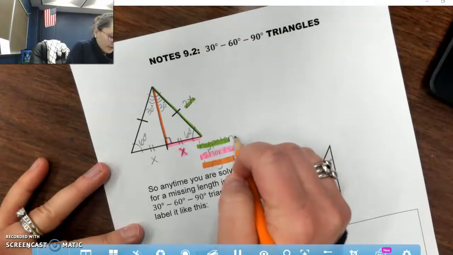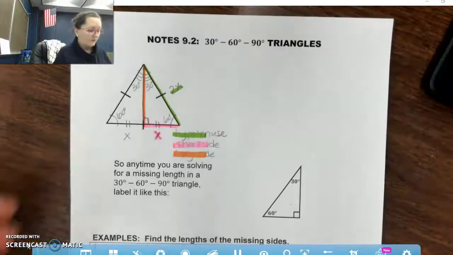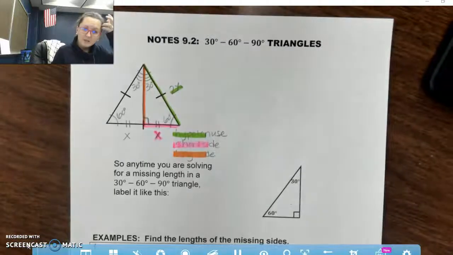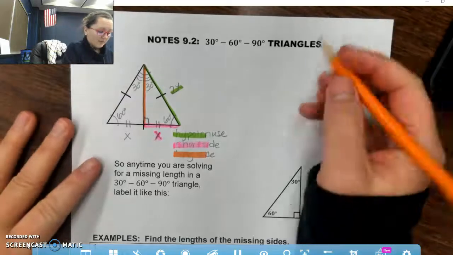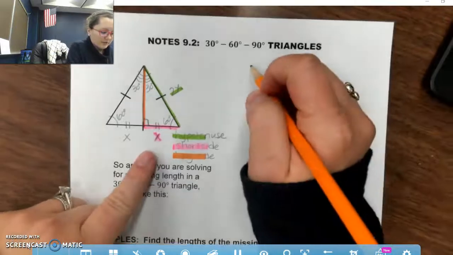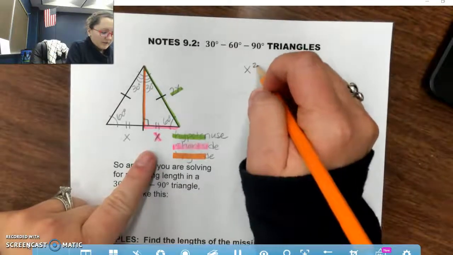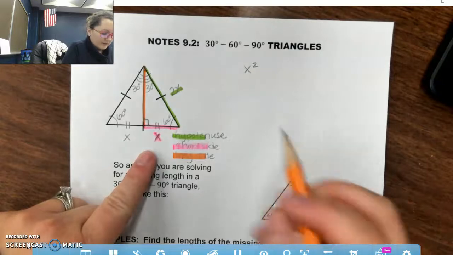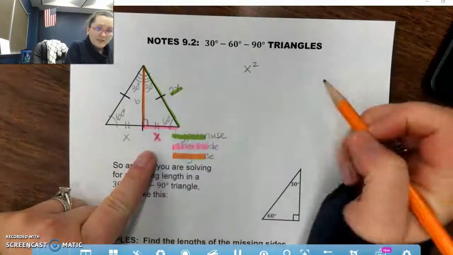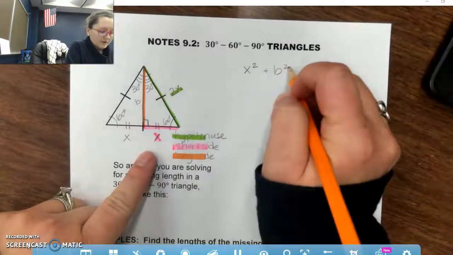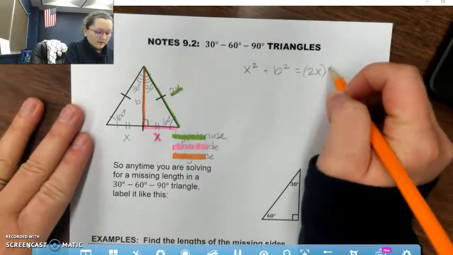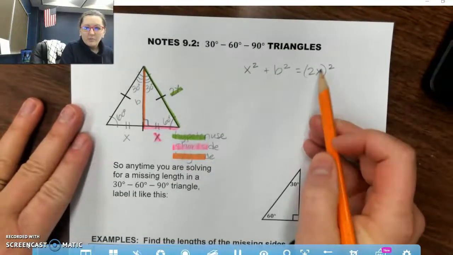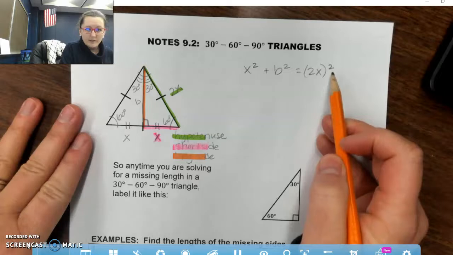If you want to get your colors out and do this on your paper, you're more than welcome to. Sometimes adding color is not only fun, but it helps you to remember. So let's use our Pythagorean theorem to solve. My x value is x squared. I'm going to call this b, so we're going to call it b squared, and we're solving for b here, equals (2x) squared. And I put parentheses because I have to square the whole thing. So let's solve for b.